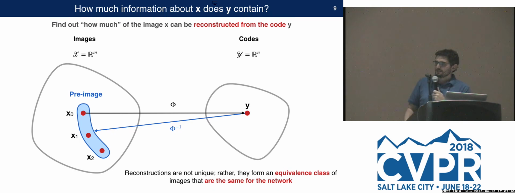So what I wanted to come up with is phi to the minus one. But of course, I cannot do that point by point. The result of phi to the minus one is going to be a set which we call the pre-image of y, according to phi. And that set will contain all the images that are essentially identical from the viewpoint of the network. Why? Because they map, according to the network phi, onto the same code. So we want a characterization of that set of images, or equivalence class of images, that are indistinguishable for the network. So how can I come up with a characterization of that?